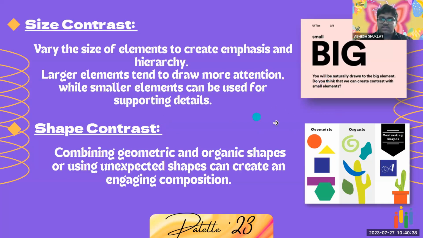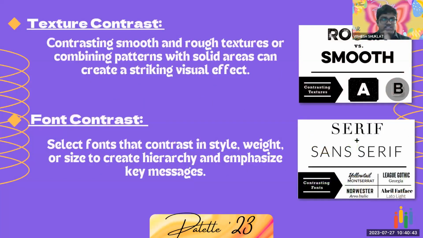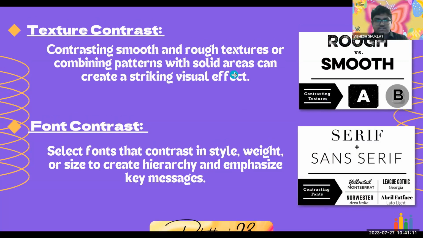Right. So let's move on with the other contrasts, which are textures, using textures. Now you can choose either smoother or rougher textures in your posters, or combine the patterns with solid areas to create a striking visual effect. So as you can see an example of rough and smooth over here, you can just experiment with either rough or smooth in your posters yourselves, and that's how you use texture contrast.